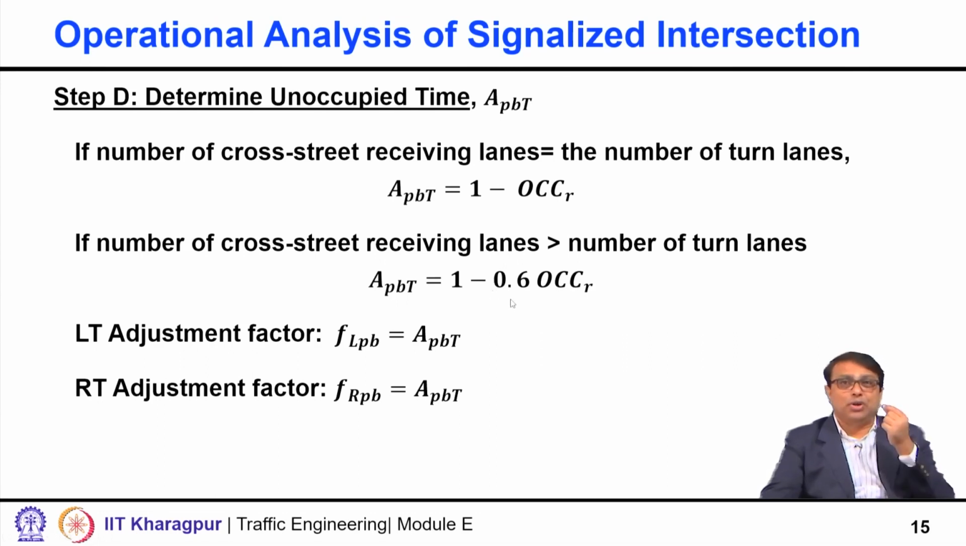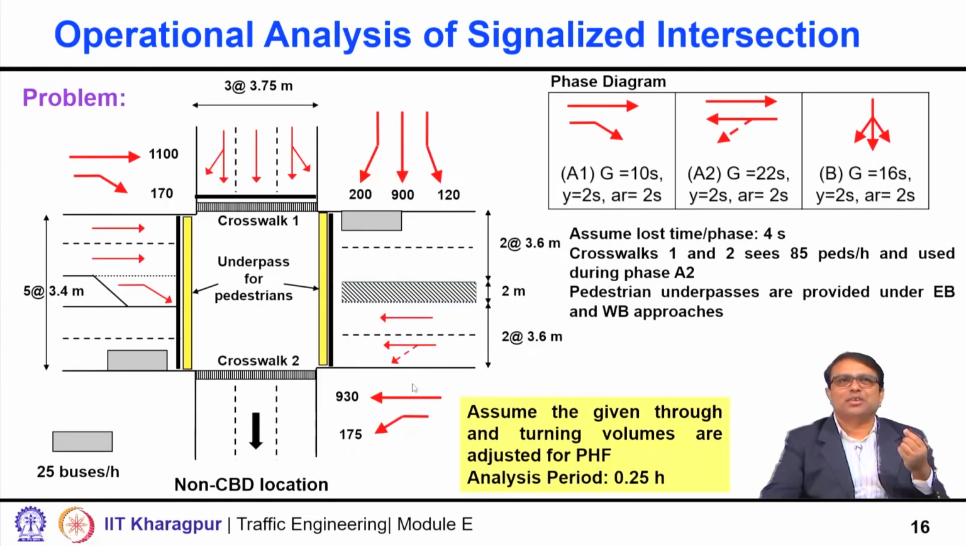There is a logic for everything. I cannot explain here why the value is 0.6 exactly, but there is a logic for why this consideration is there. Similarly, you can see here the left hand adjustment factor, FLPB, then this A PVT, similar will be the right hand adjustment factor.